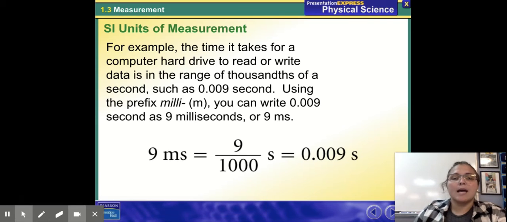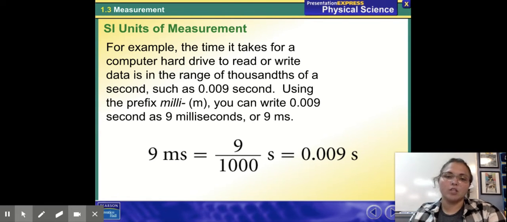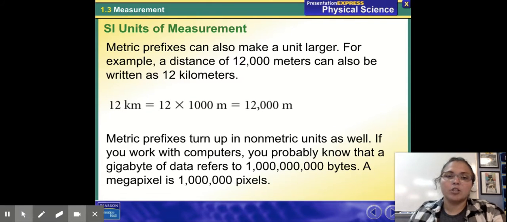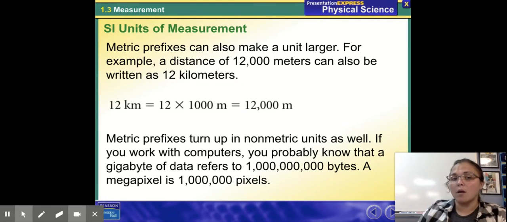For example, the time it takes for a computer hard drive to read or write data is in the range of thousandths of a second, such as 0.009 seconds. Using the prefix milli, we can write that number as 9 milliseconds instead of worrying about those extra zeros. Metric prefixes can also make a unit larger, so 12,000 meters can be written as 12 kilometers.